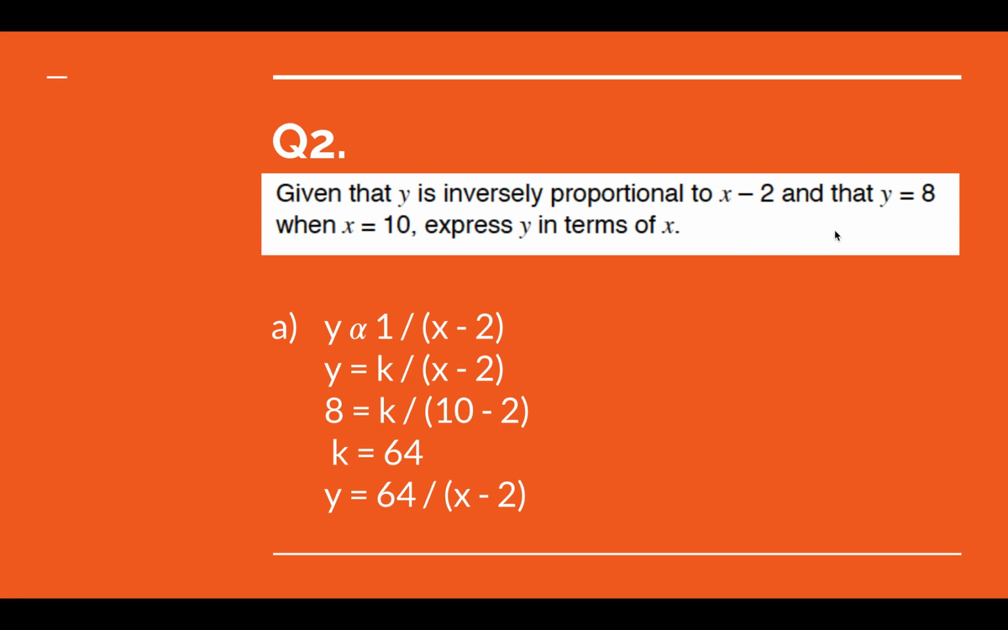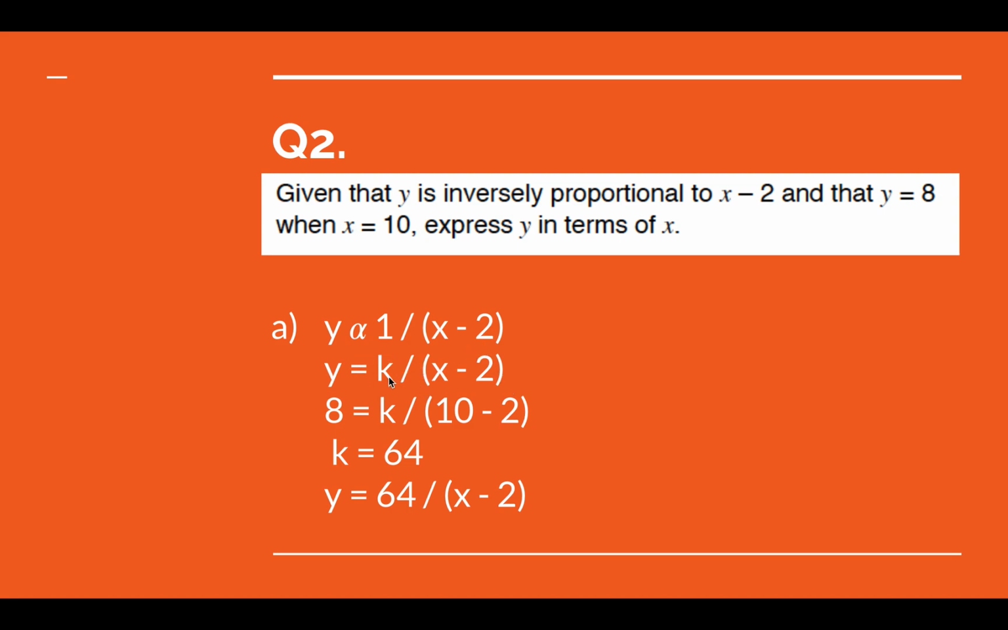And then we're given that when y is 8, x is 10. So we start with what we have. y is inversely proportional to x minus 2. So we write y alpha 1 over x minus 2. Since it's inversely proportional, we put 1 over x minus 2. And that can also be written as y is equal to k over x minus 2.